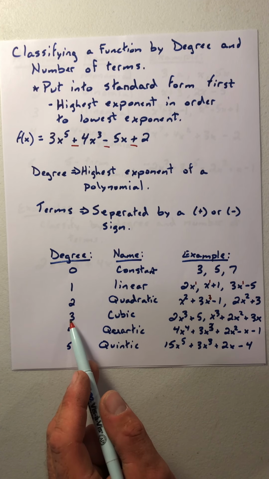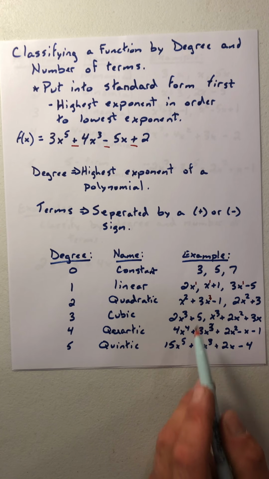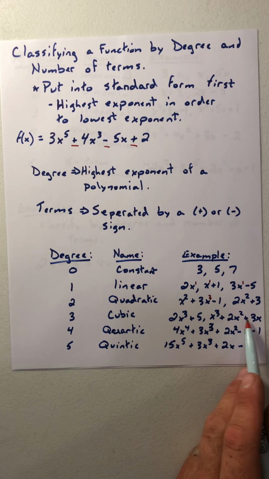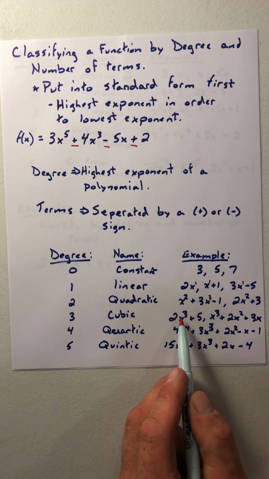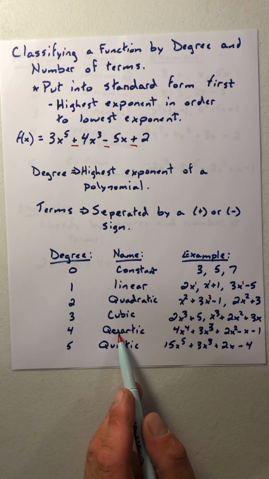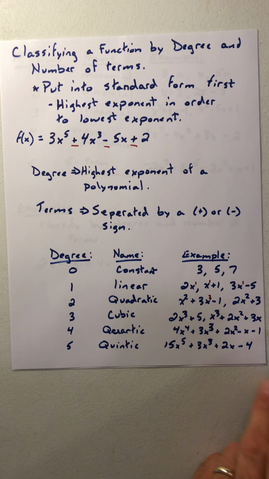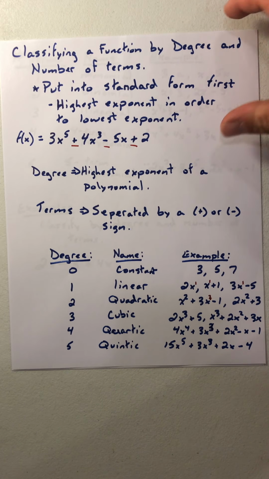A cubic is a 3 for our highest exponent. So here, 2x to the third plus 5. We have x to the third plus 2x squared plus 3x. Again, the highest exponent in that polynomial is 3. Quartic would be a degree of 4. So one big old nasty one, 4x to the fourth, 3x to the third, and so on and so forth. And a 5 degree is a quintic, where your highest exponent is 5.